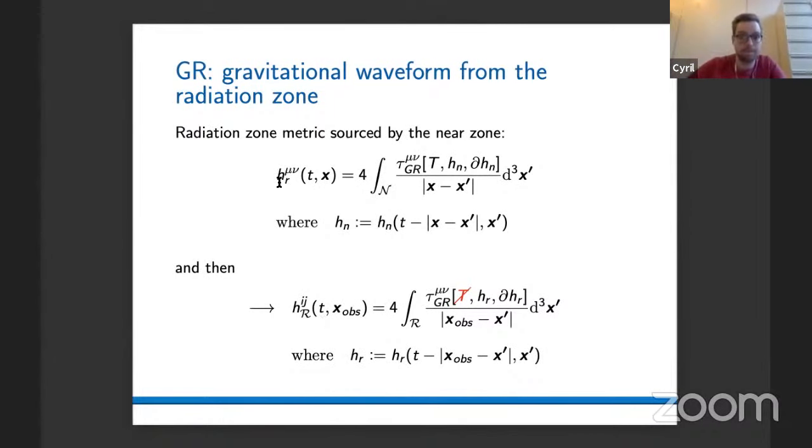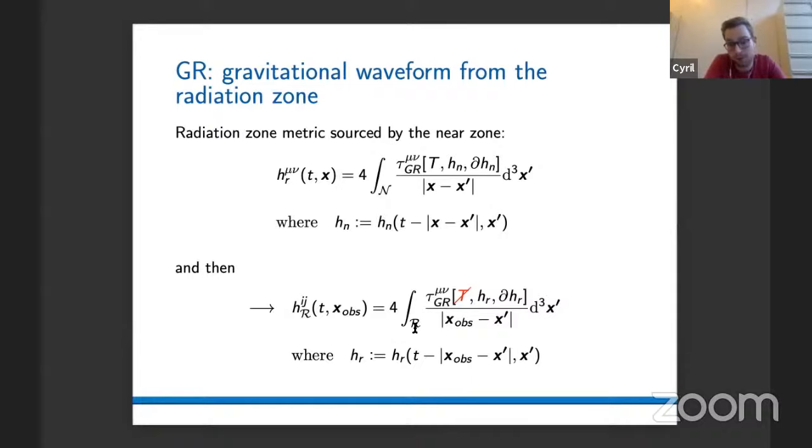Since we know how gravity behaves in the near zone, we can also find the gravitational field in the radiation zone. We do the same: we take the retarded integral over the near zone. And this time, instead of evaluating it at the observer position, we evaluate it at an arbitrary position in the radiation zone. So we get the gravitational field in the radiation zone.